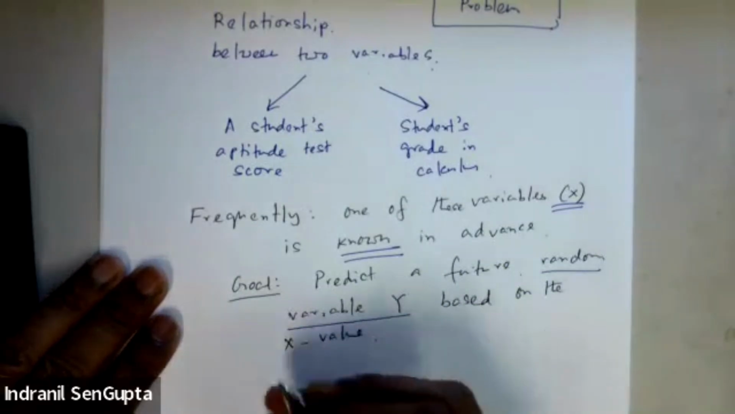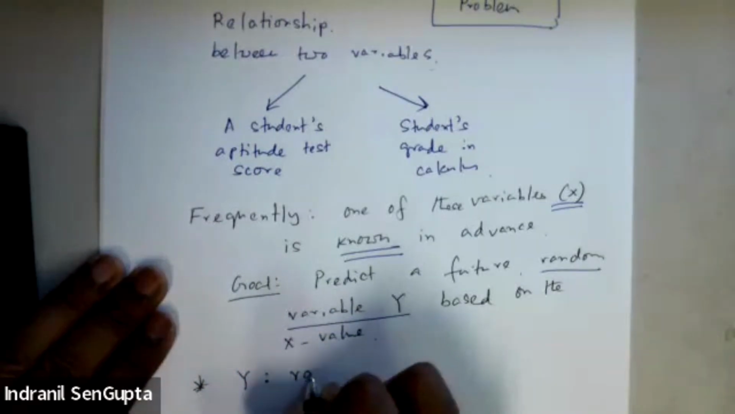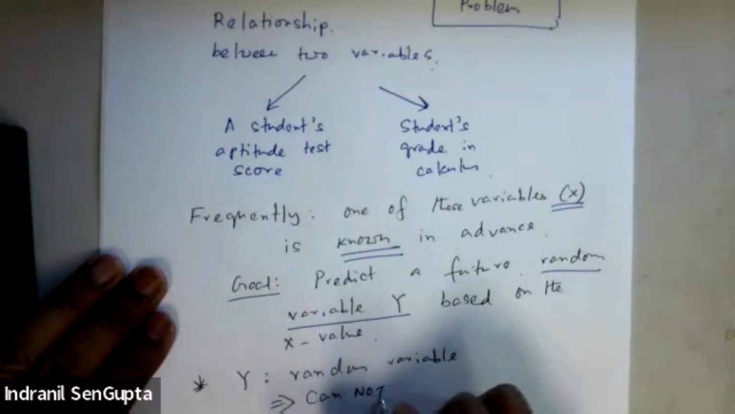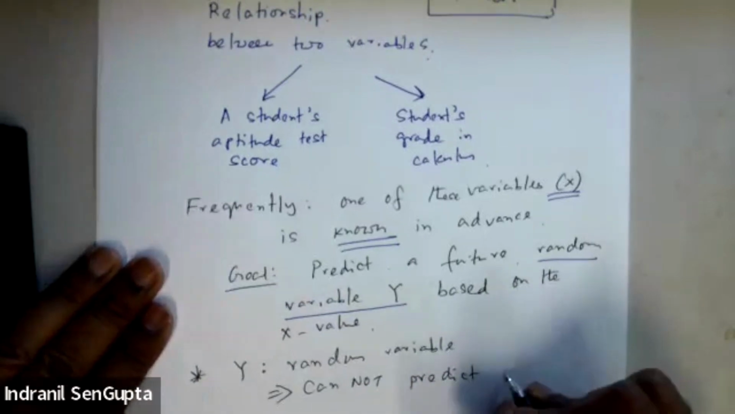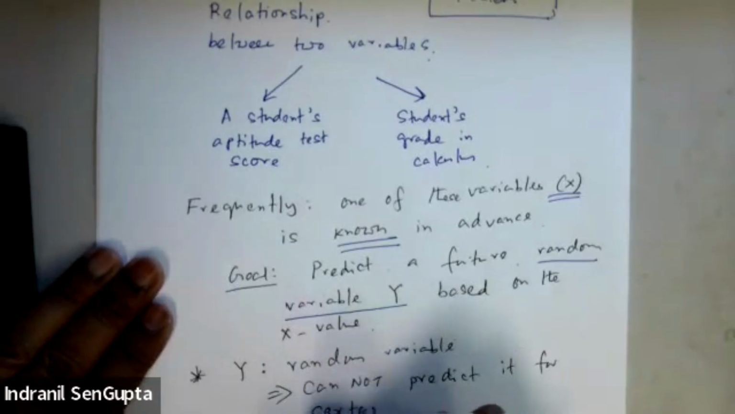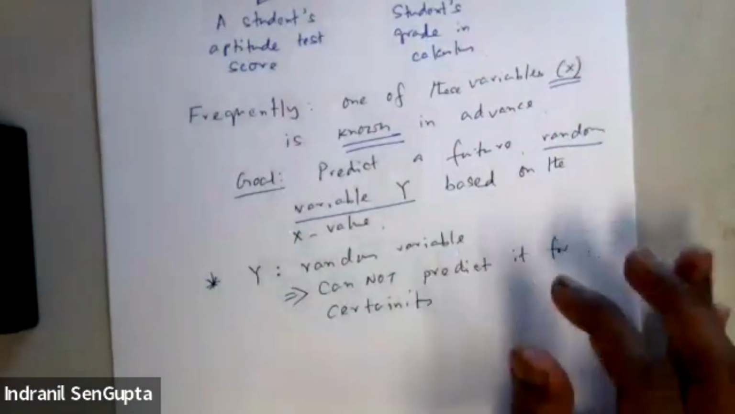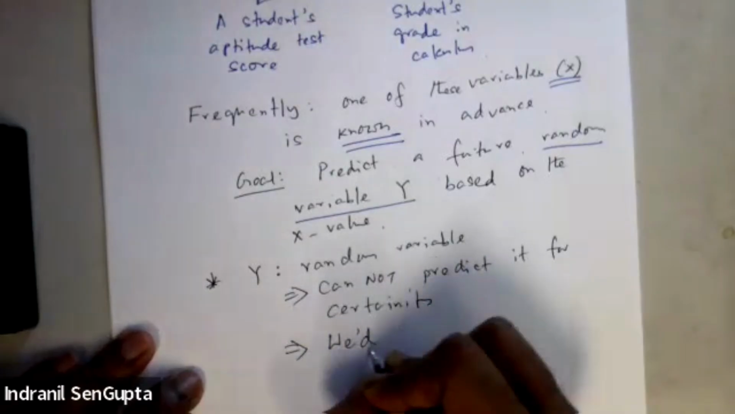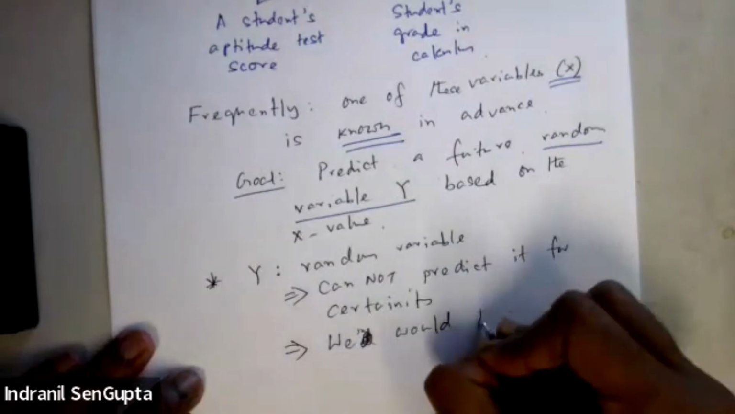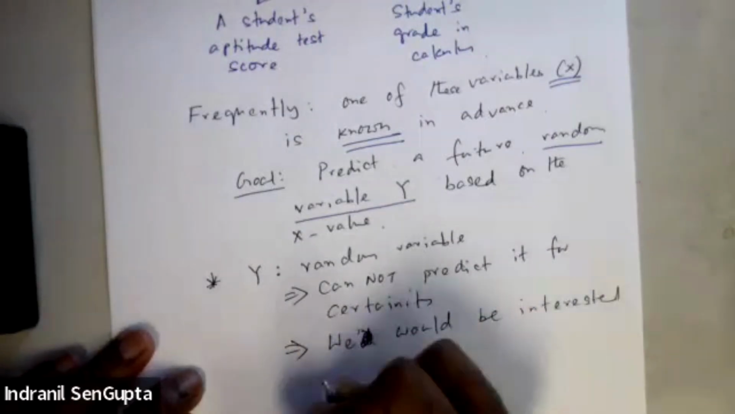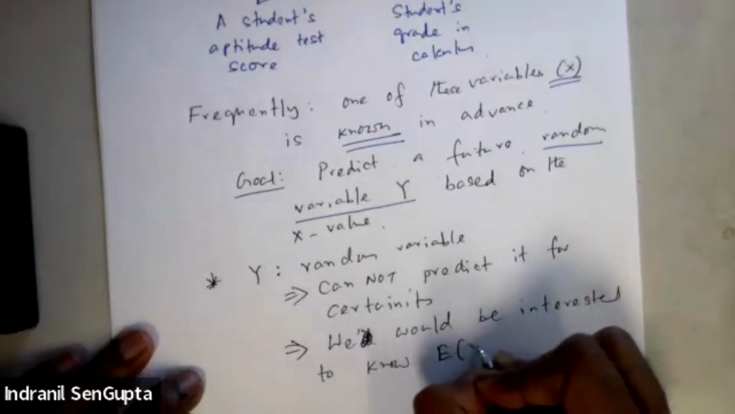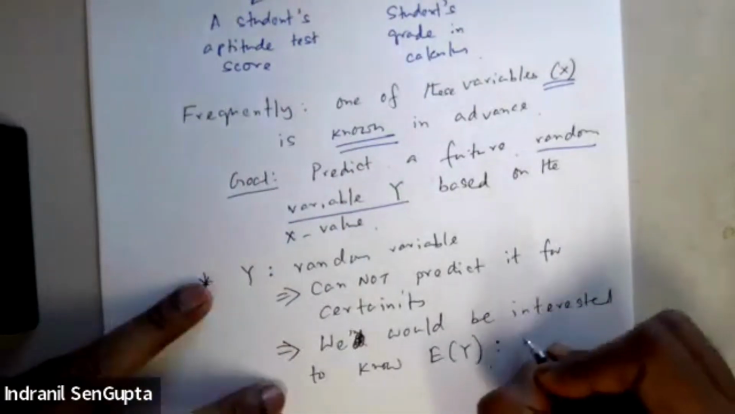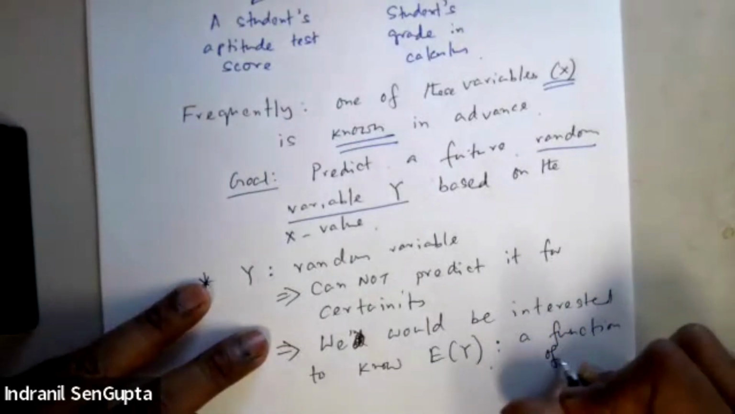Now this Y is a random variable. So we cannot predict it for certainty. So that means we would be interested to know E of Y, or the expected value of Y in this case. That too would be a function of x.